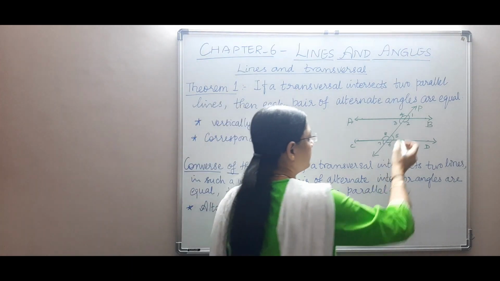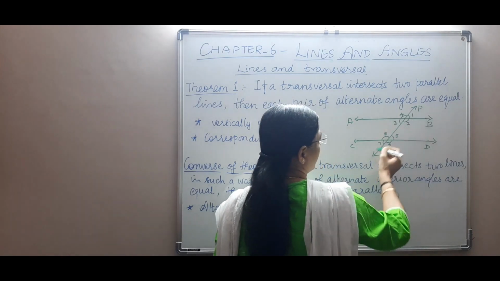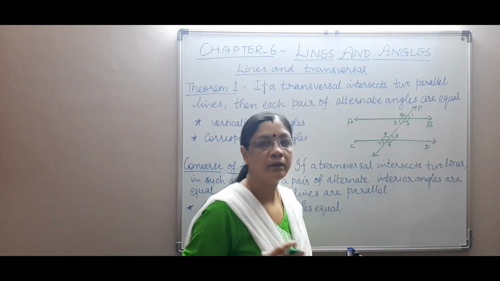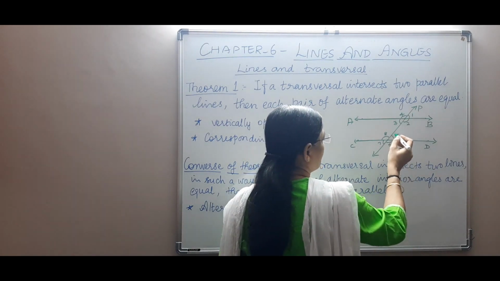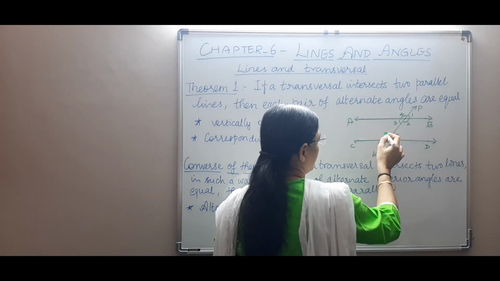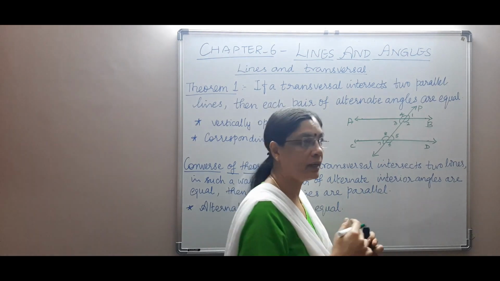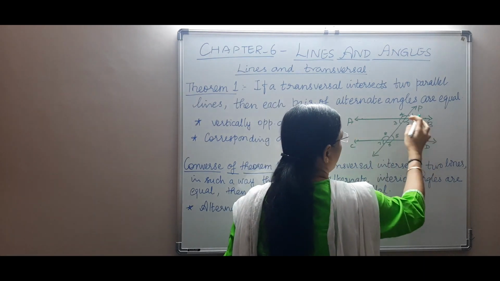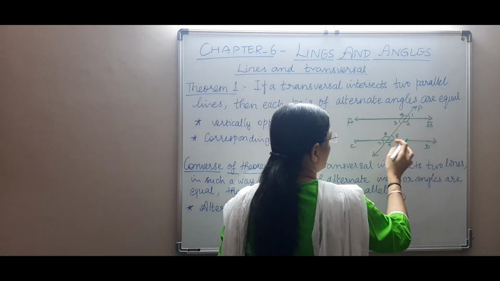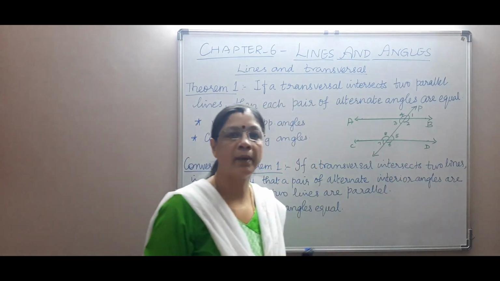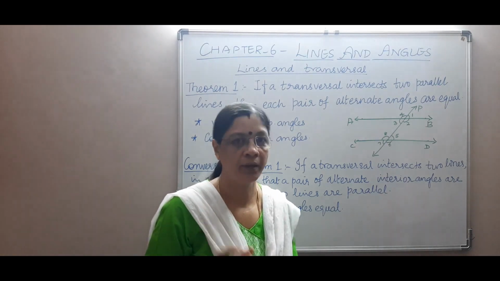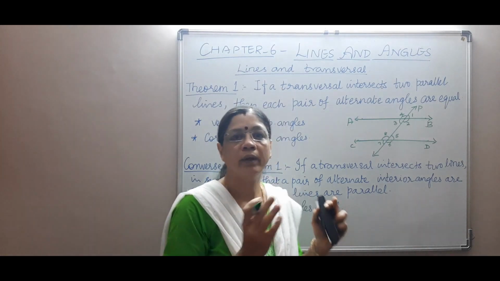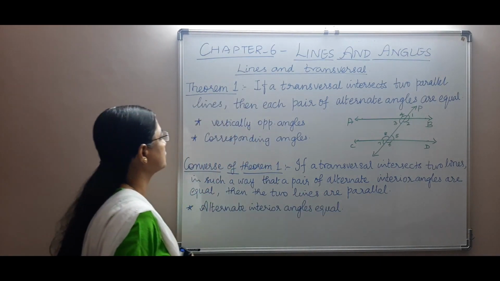And in the line PQ, 1 and 2 form a linear pair, 3 and 4 form a linear pair, 5 and 6 form a linear pair and 7 and 8 form a linear pair. Likewise, in the line AB, 1 and 4, 3 and 2, 5 and 8, 6 and 7 are linear pairs. Okay, what do you mean by linear pairs? They sum up to 180 degrees. Now we'll see what the theorem has to say.